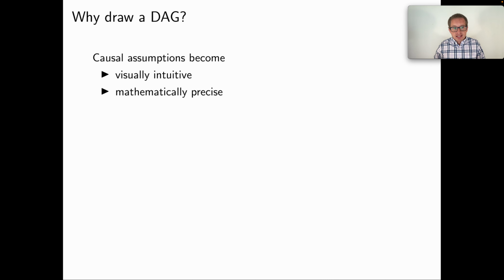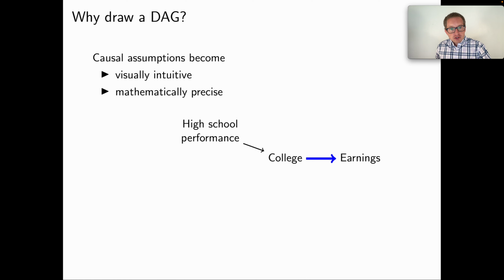Why draw a DAG? DAGs are great because causal assumptions become both visually intuitive and mathematically precise. To illustrate, suppose we're examining the causal effect of attending college on your future earnings. Perhaps those two variables are associated in part because sending someone to college will cause them to earn more down the road. But that's not all that's going on. Perhaps those who do well in high school end up going to college. And maybe your high school performance would have a direct effect on your earnings regardless of whether or not you attended college. Thus, perhaps the people who go to college have higher earnings, not because college causes their higher earnings, but because those people tended to have high school performance, which in turn caused them to have high earnings.